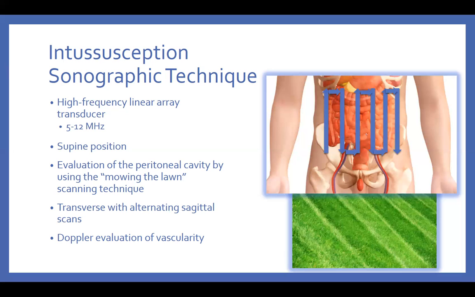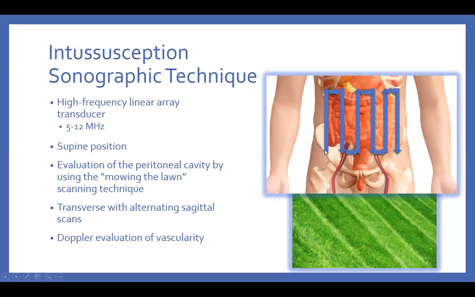Now, some people say, okay, we know the most common location is in the right lower quadrant, so I'm going to scan there first. Well, that's fine. But what if you start with what we call the mowing the lawn scanning technique? This has actually been tested and has provided positive results. I will not be able to make my lawn look like this, even if I mow it. My neighbors' lawns are meticulous, unbelievable. I can't do that myself. But with ultrasound, I will be able to do that.